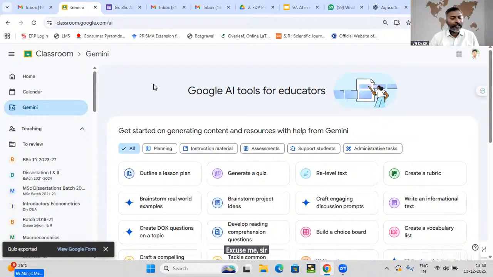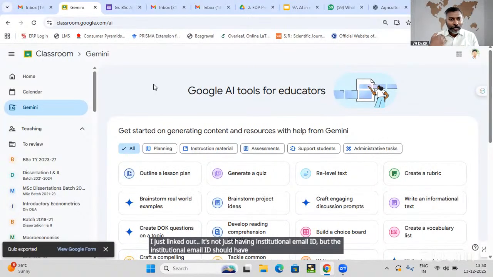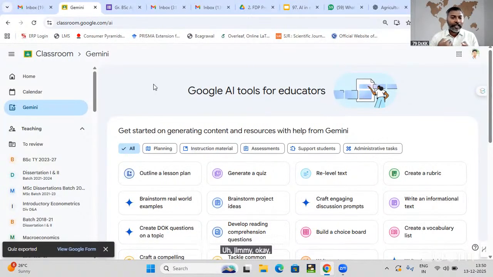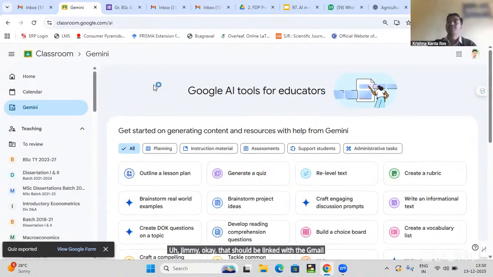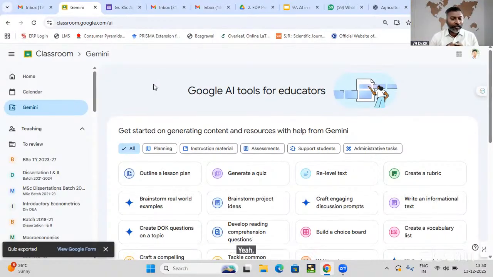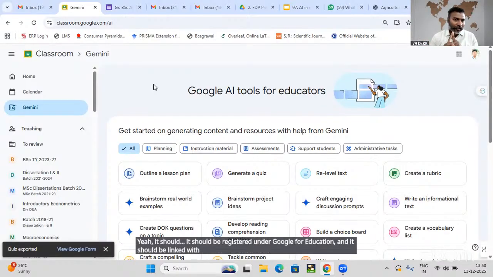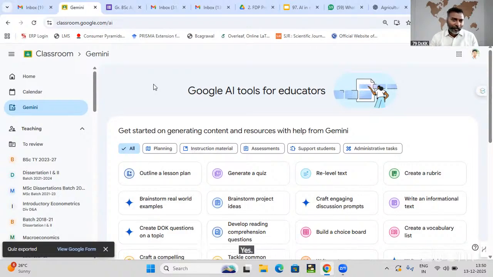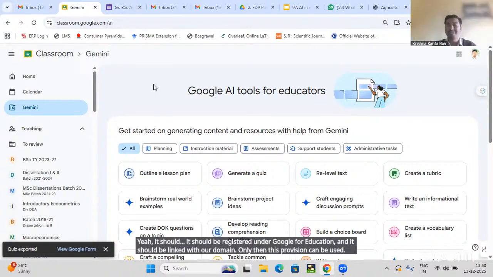Excuse me, sir. Yes. Sir, actually, I being a nodal officer of our college ICT center, I have just linked it. It's not just having an institutional email ID, but the institutional email ID should have access to Gmail. That should be linked with Gmail. Absolutely. That is Google for Education. Yes, it should be registered under Google for Education, and it should be linked with our domain. Only then can this provision be used, sir. Absolutely, you said it right, sir.